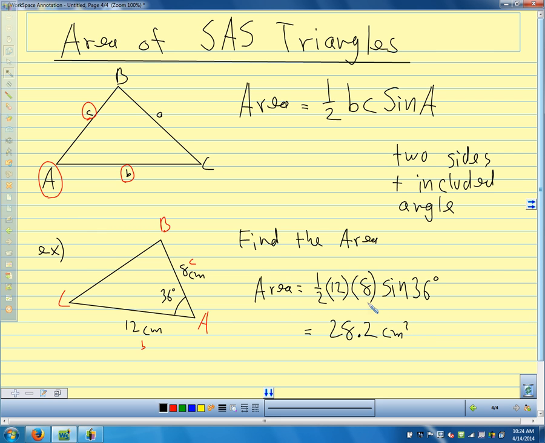Yes? The area, can you divide 1 by 12? So you just multiply once. So I could do 1/2 of 12 is 6, so I could calculate that as 6 times 8 times sine of 36 degrees. Oh, you only do 1 1? Yes. So you only multiply by half once. Or you can also turn that 1/2 into 0.5. So it would be 0.5 times 12 times 8 times the sine of 36.